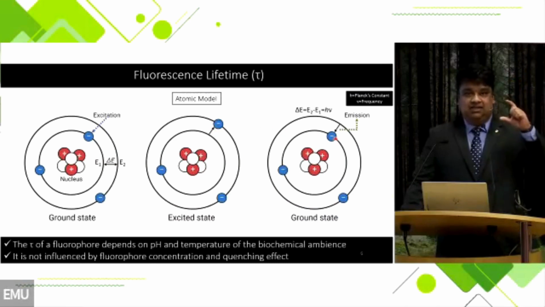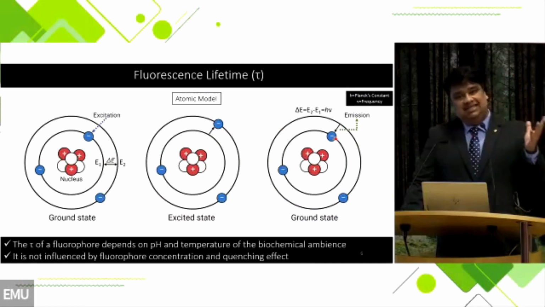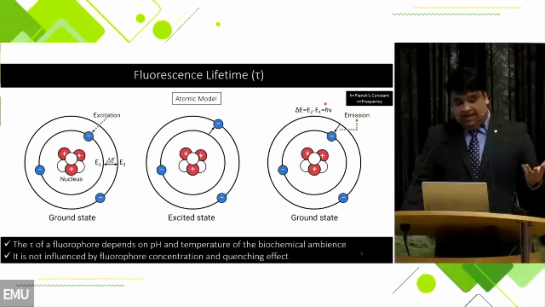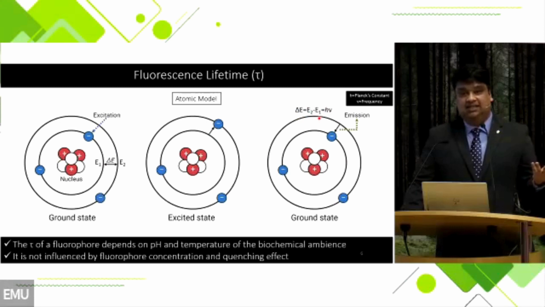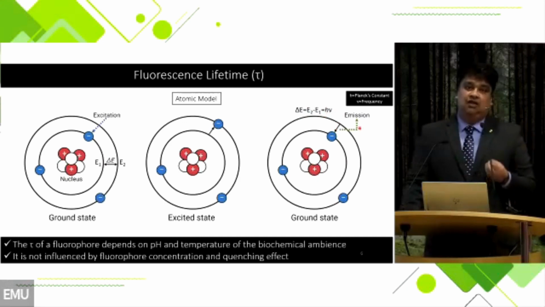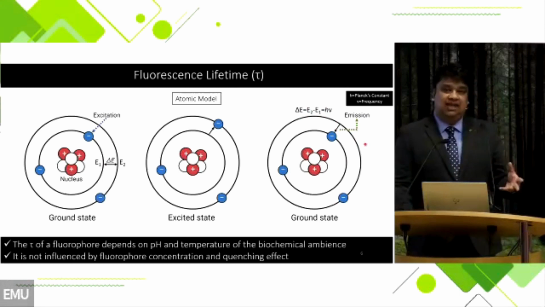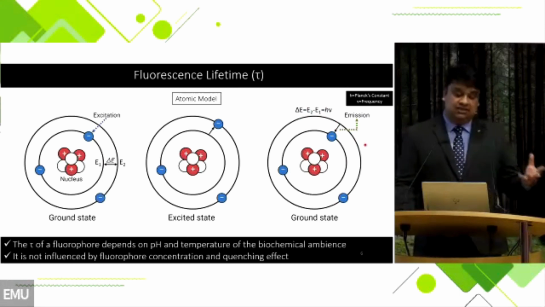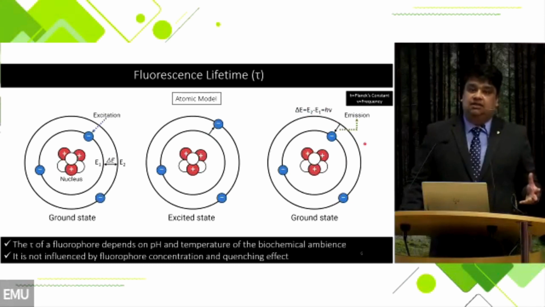And this gap energy, delta E, actually comes out as a kind of photon. I have given this equation over here: delta E is equal to E2 minus E1, which is equal to h nu, where h is Planck's constant and nu is the frequency. And that very emission is what we detect as fluorescence, which we have used extensively over the last couple of decades, especially in biomedical research.